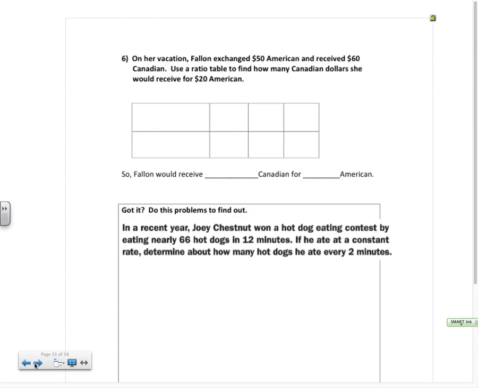Okay, we are going to stop here because it's getting to be a long video. Try number 6 on your own. I've given you the chart. Try number 7 on your own and come back with any questions you might have.